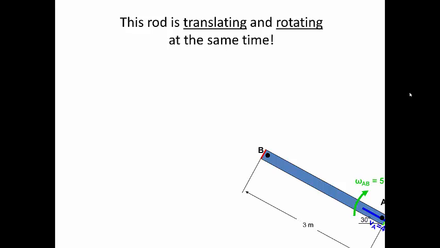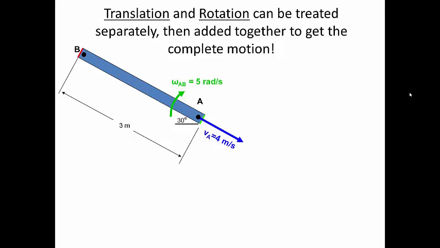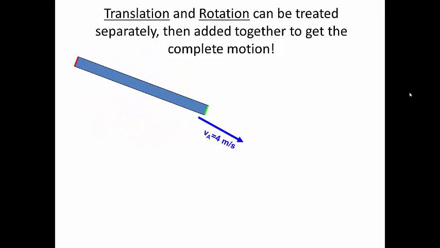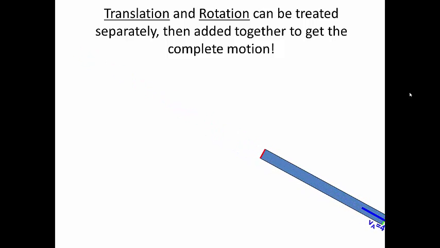How do we characterize that motion? Again, we can look at the translation and rotation separately and then add them together to get the complete motion. So we could look at the rotation and then the translation, and we end up at the same position. And so we can characterize those motions separately to get the same result. Again, we'll use the method of superposition.